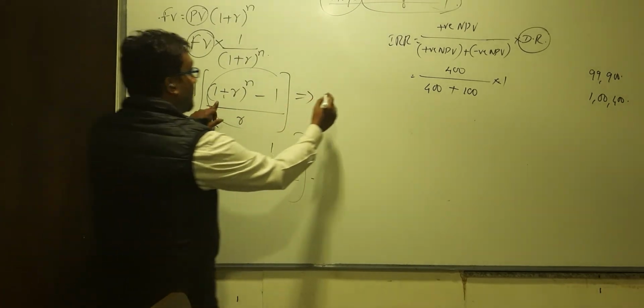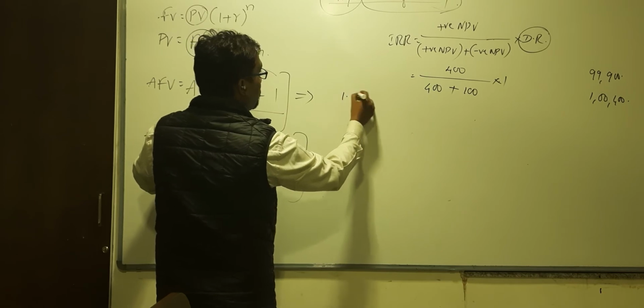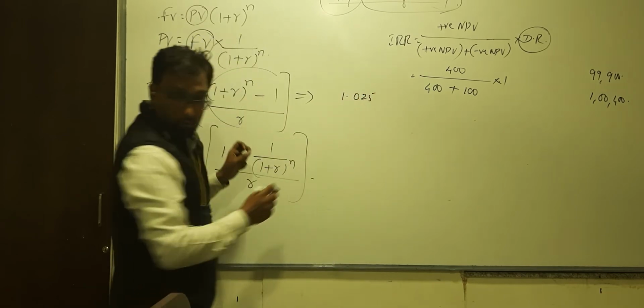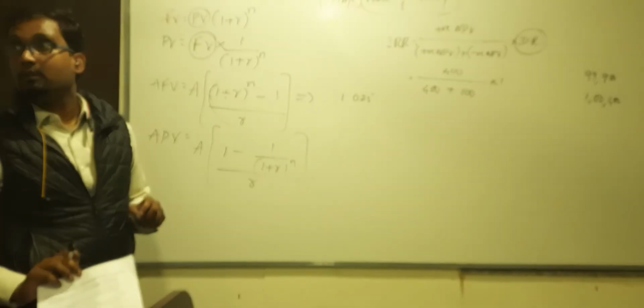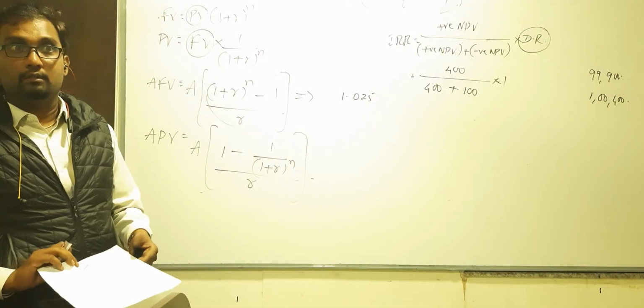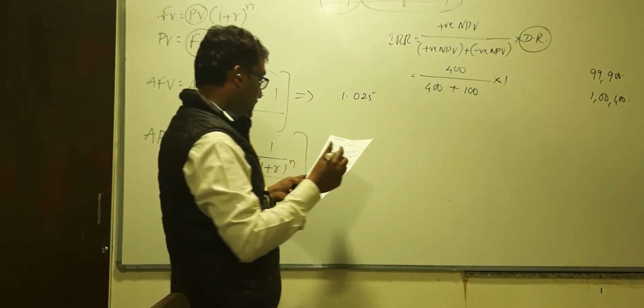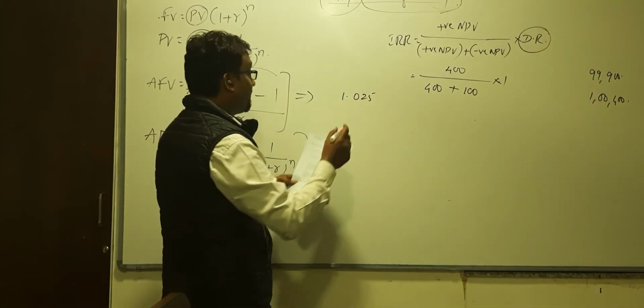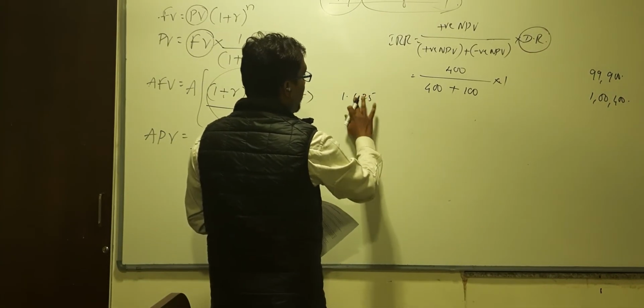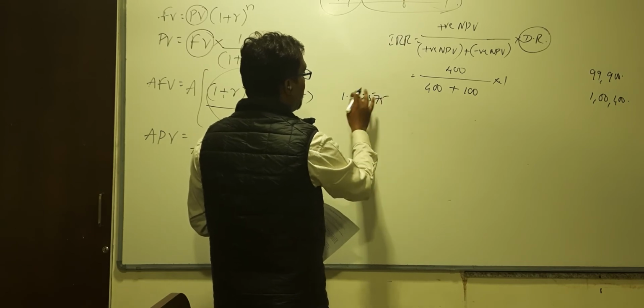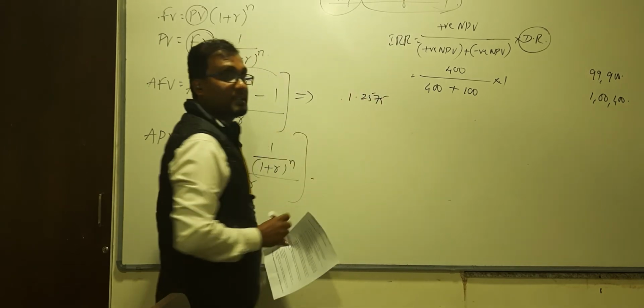I can directly apply 1.025. In the table, there is no such value; around 47 something is there. Forget about the table, I'll come back to this calculation only. The rate is 0.2575, so 1.2575.